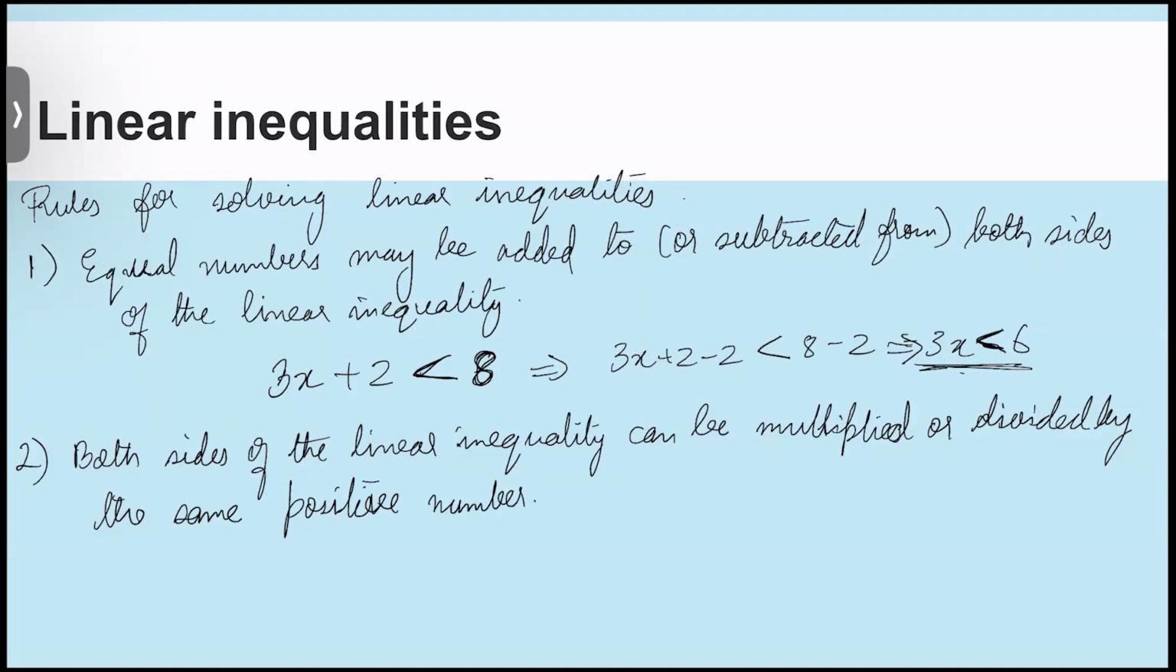If you have 3x plus 2 less than 8, and you want to divide the entire thing by 2, you will get 3 by 2 x plus 1 is less than 4. So you can get it in this form also. Over here you can see that the sign does not change.